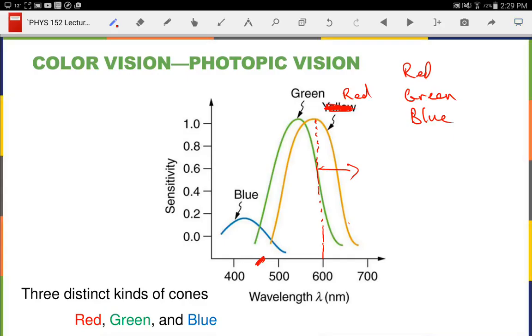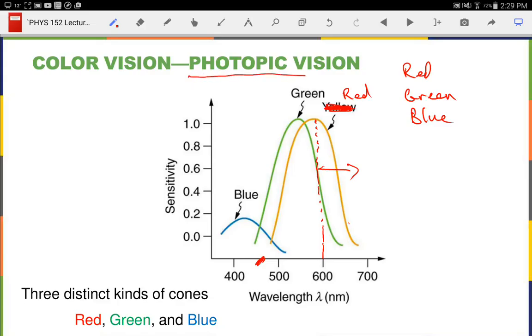But then when you put the blue filter on, it cut out all the blue light. One of them had no blue, so it looked the same. One had blue, and it looked different. So our color vision is just the mixture of those three colors.